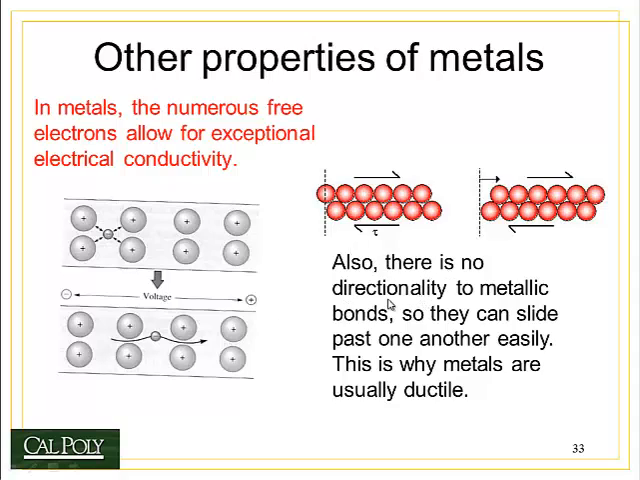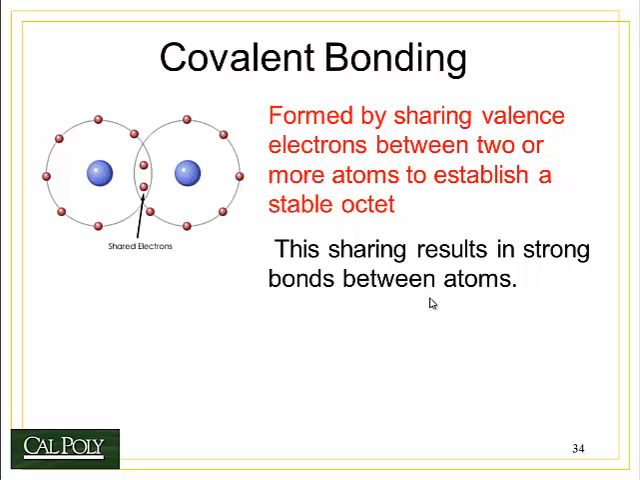Also, there's no directionality to metallic bonds. Directionality is a word we'll understand a little bit better in the next slides. But basically it means that there's no direction that controls the bond from one atom to another atom. The bond can occur at any angle you'd like. So that means the atoms can slide past each other very easily. And this is why metals are usually very ductile. The atoms slide by one another much more easily than they do in other types of bonds.